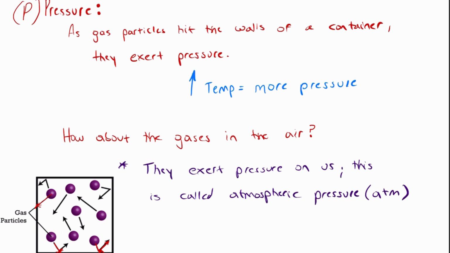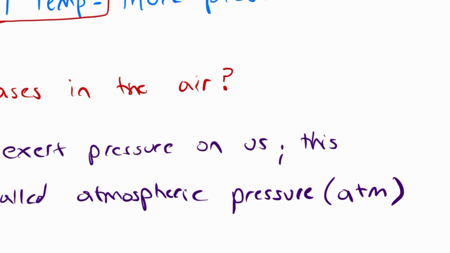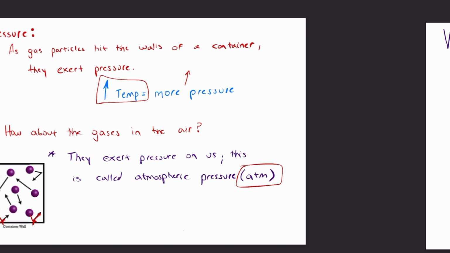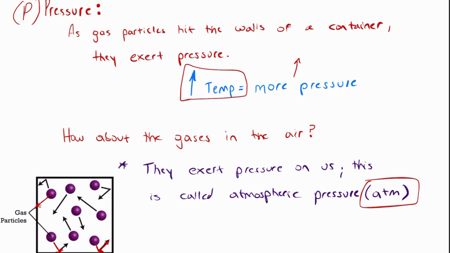And another important thing with pressure is that when temperature is increased, there's an increase in pressure. And we'll see this all mathematically, but for now, again, this is all conceptual. How about gases in the air? Well, there is a pressure that does exert on us, and this is called atmospheric pressure, or ATM. So yes, even the gases in our atmosphere are exerting pressure on us as well, and that is through atmospheric pressure. Sometimes in news stations, they talk about atmospheric pressure and things of that nature, okay?